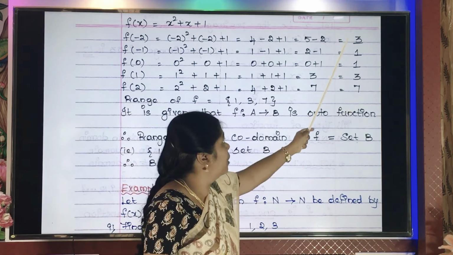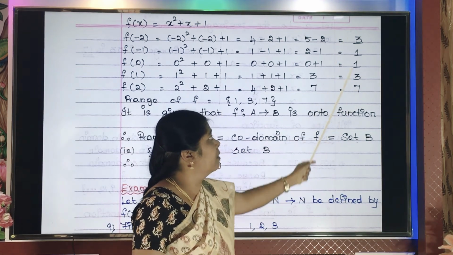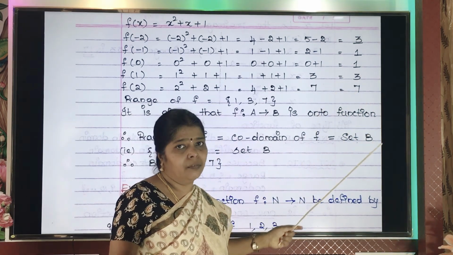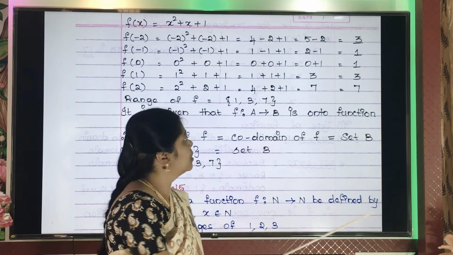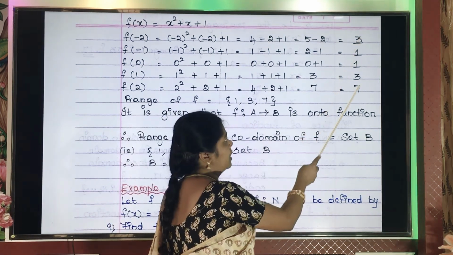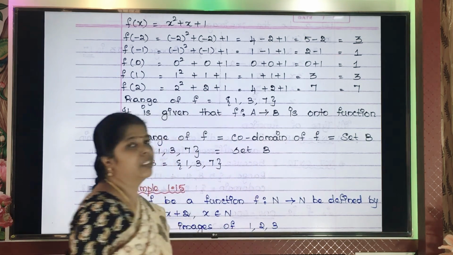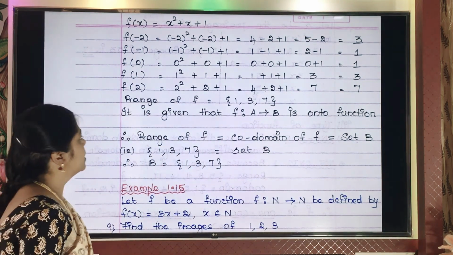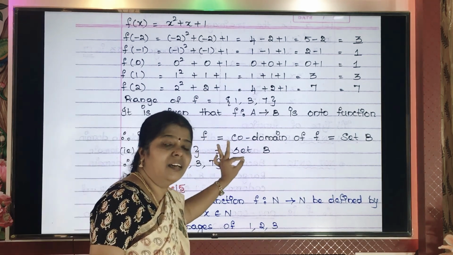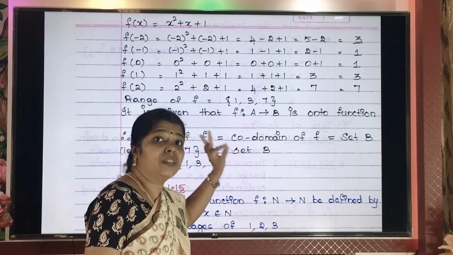Okay. So now let us write the range. What will be the range? Whatever is the output, that will be the range. Yes or no? So here what will be the range? 1, 3 and 7. So I am writing the range here. 1, 3, 7.